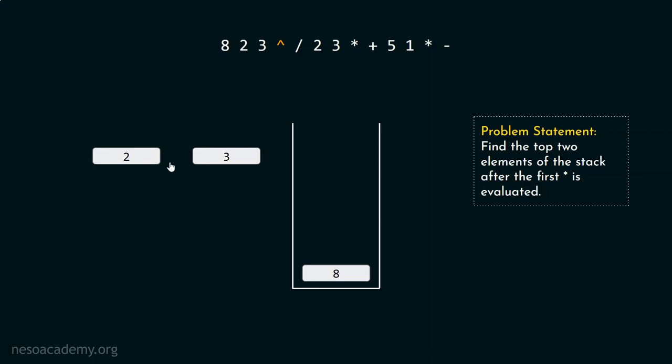Always remember this, that the topmost element of the stack will be treated as the second operand. And the second topmost element of the stack will always be treated as the first operand. Okay. So here, this is the first operand and this is the second operand, and we can perform this particular operation between these two operands. So 2 to the power 3 will be performed and not 3 to the power 2. Okay. So what is 2 to the power 3? It is 8.